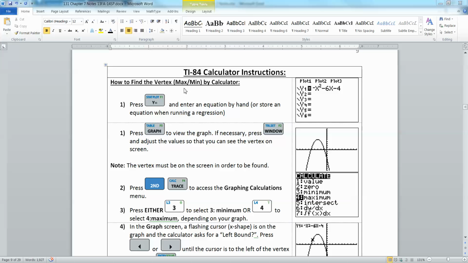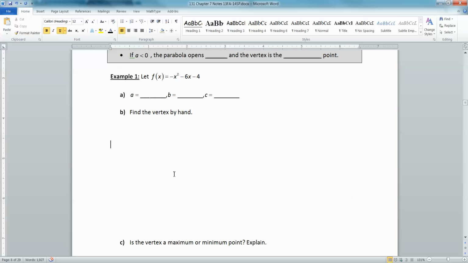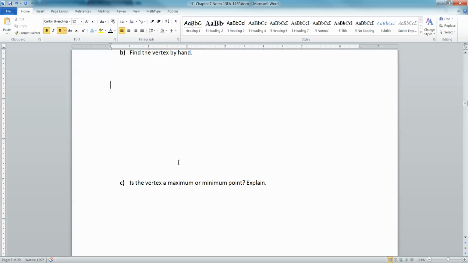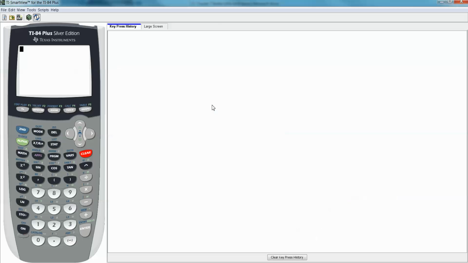Okay, so what we're going to do is find the vertex of this function right here. We already did it by hand if you were following along in the notes, but that's okay. We'll do it with the calculator to verify our work by hand. So let me pull up a calculator.